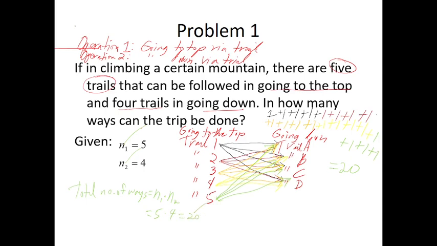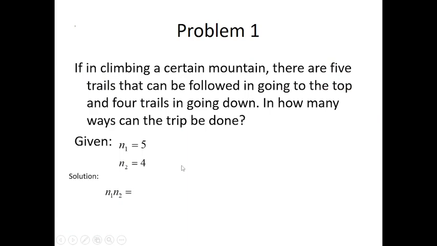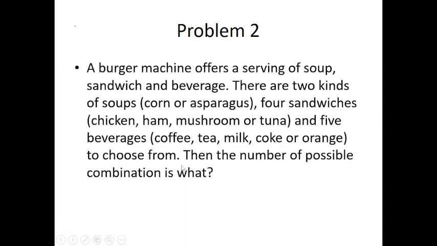There, we don't need to do this. This is more convenient to do. It will save time. So we got 20, simply multiplying the two numbers of ways. All right, so we're done with this. I hope you get it. So 20.